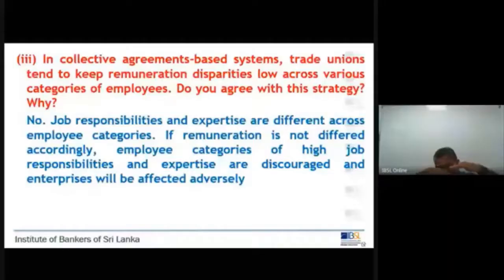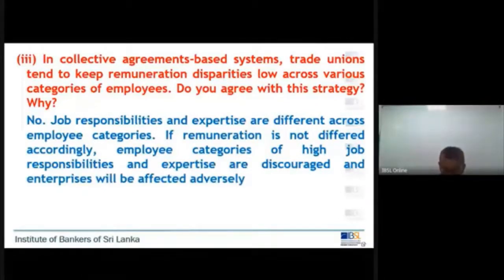Now, what collective based agreement does, take for example the gap between a banking assistant and the executive. The gap between, say, 10,000 and what a senior executive gets, say 30,000. This gap is very much low, right? So what collective agreements try to do is bridge this gap as small as possible. But it is not the case in the other methods.